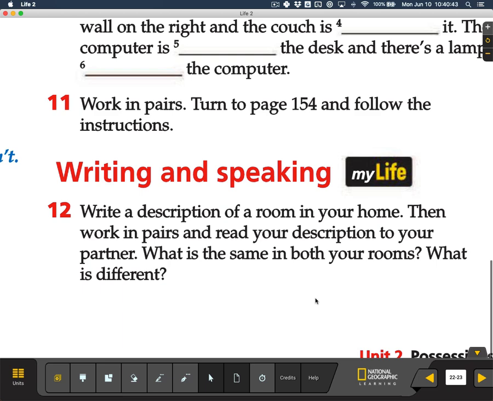Then work in pairs and read your description to your partner. Okay? What's the same between the two? And then what's different? If we get to those last two questions, that's okay. But what I want you to do is take all of the there is and there are's and to's and from's and of's and plurals and everything like that, pull it into it, write it out. Okay? On the right side, on the left side, things like that. I'll turn on the light for you guys here.